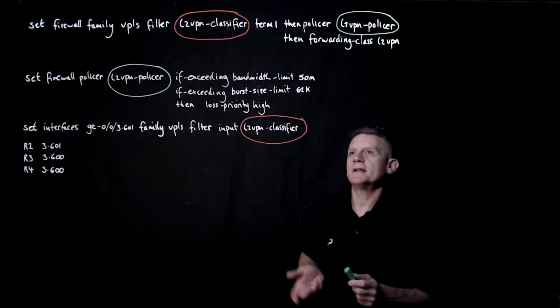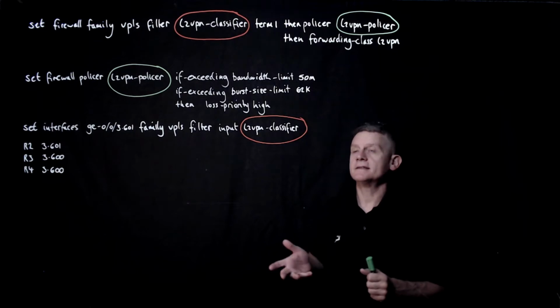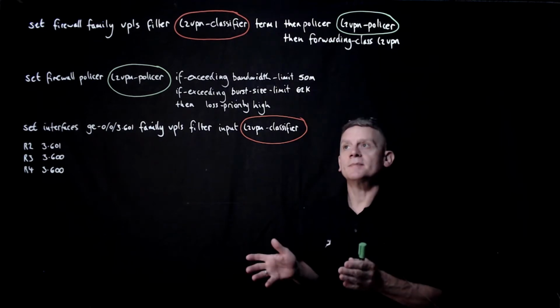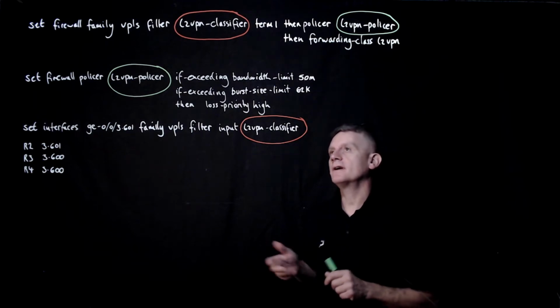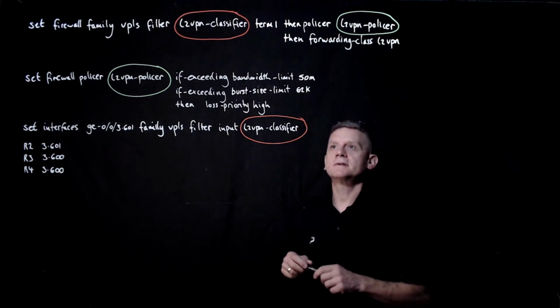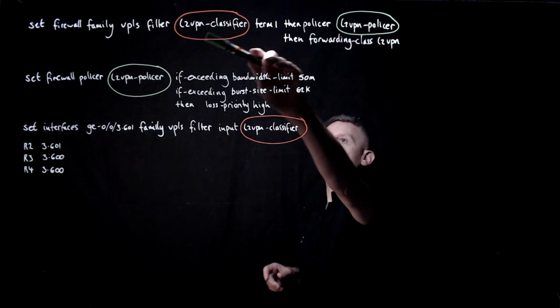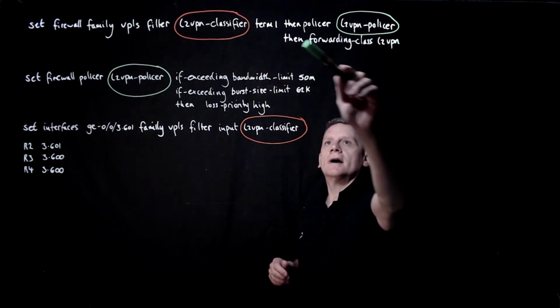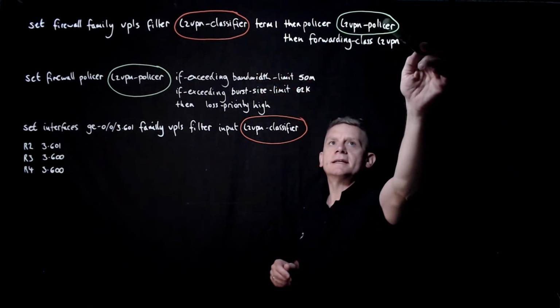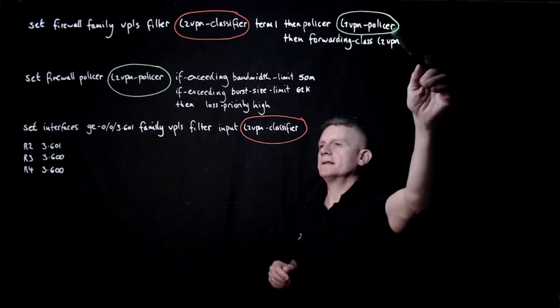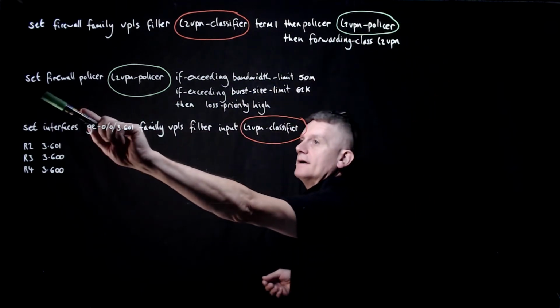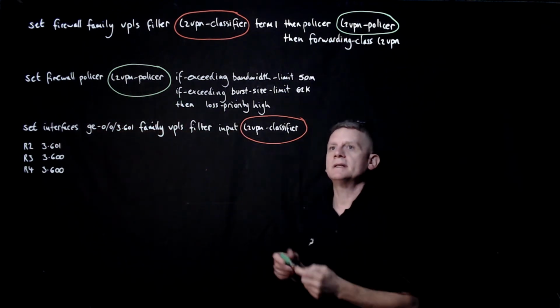So here we have another classifier. This again is a firewall classifier like the previous one. This is working on the family VPLS. So set firewall family VPLS filter. Then we have our layer 2 VPN classifier. We're going to be sending the traffic to a policer. So L2 VPN policer. And there we have our firewall policer, L2 VPN policer.